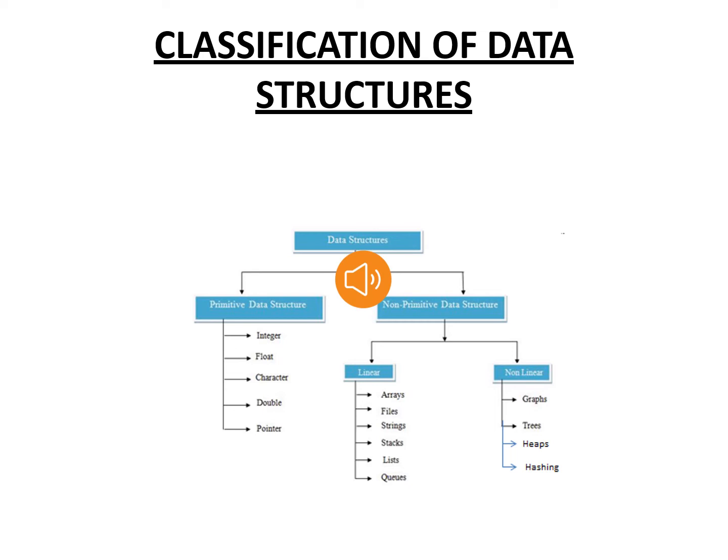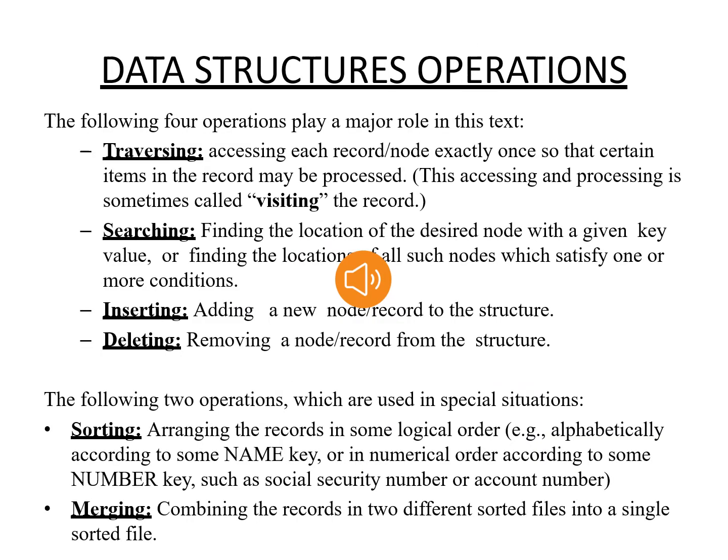Coming to the non-linear: graphs, trees, heaps and hashing. Hashing and heaps deal with pair values. Suppose we consider the key, it finds the value. So these are the different types of data structures, primitive and non-primitive. These are the examples of primitive data structures and of linear and non-linear data structures. Thank you.